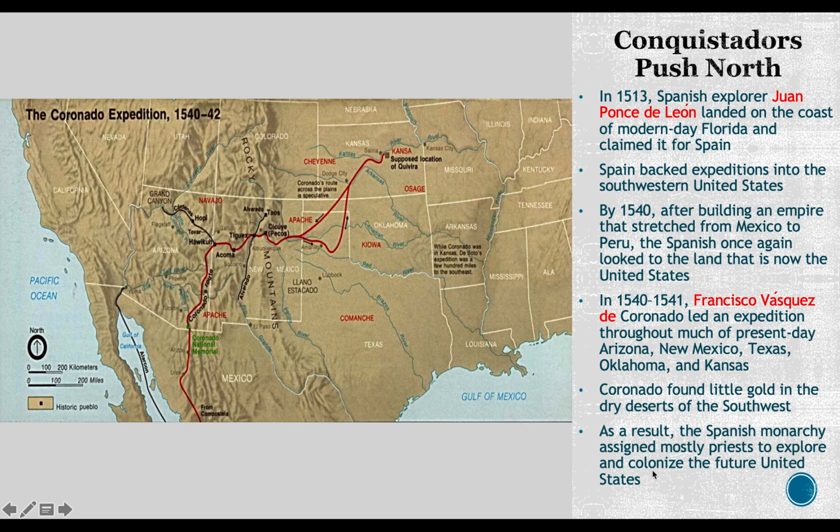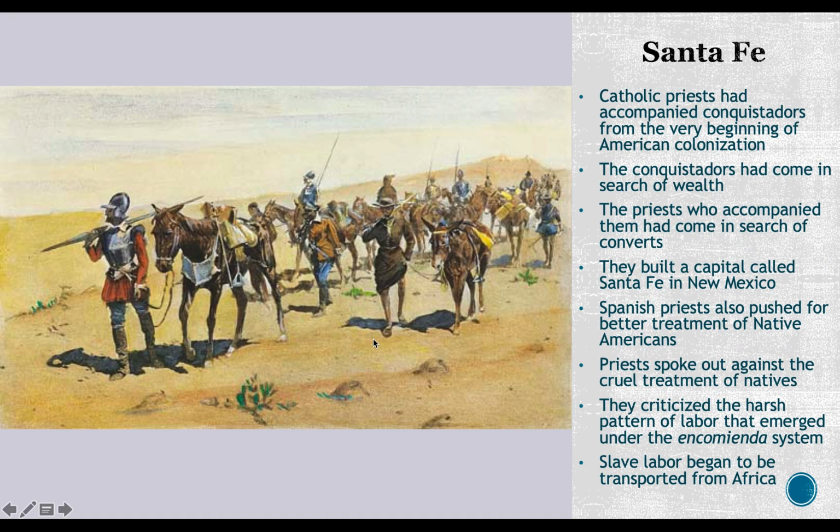As a result, the Spanish monarchy assigned mostly priests to explore and colonize the future United States. Catholic priests had accompanied conquistadors, or Spanish explorers. The conquistadors had come in search of wealth, and the priests who had accompanied them had come in search of converts. They wanted to convert people to Christianity, mostly the Native Americans. Actually, all the Native Americans. They built a capital called Santa Fe in New Mexico, which is still there.